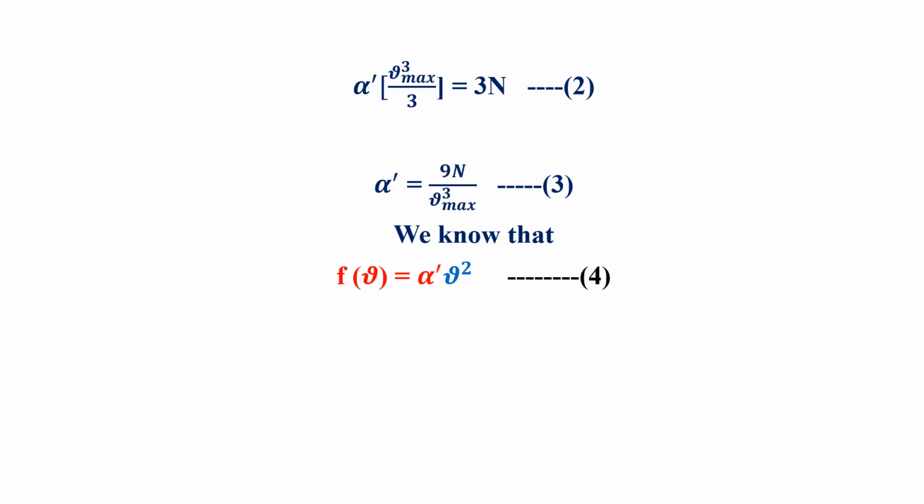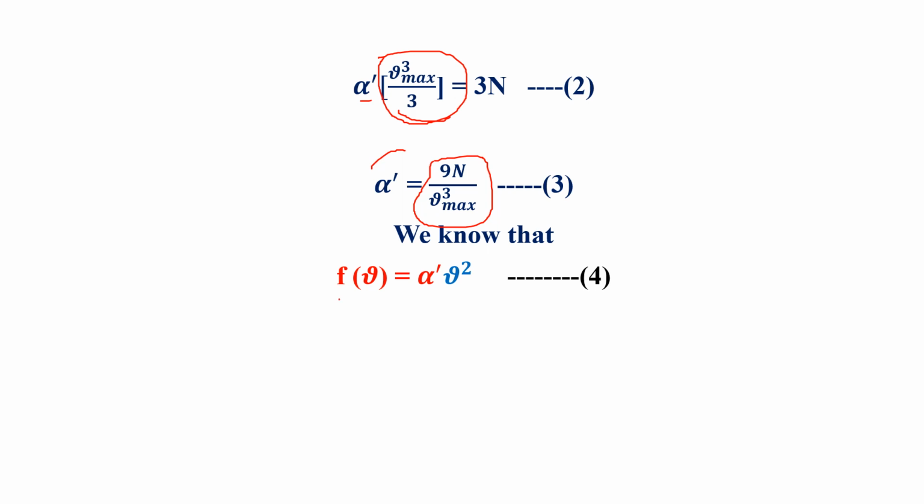So as soon as we integrate f of nu d nu, we will get nu max cube by 3 as the upper limit, and the lower limit will be nu naught cube by 3. So nu naught will be the lowest frequency, which may be considered as 0, so it is omitted. So alpha dash into nu max cube by 3 is equal to 3n. So from this, in equation number 3, 9n by nu max cube will be the alpha dash value.